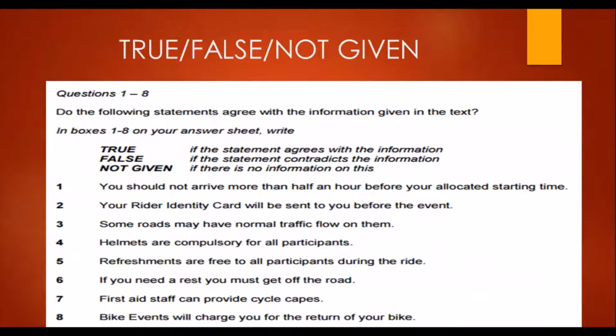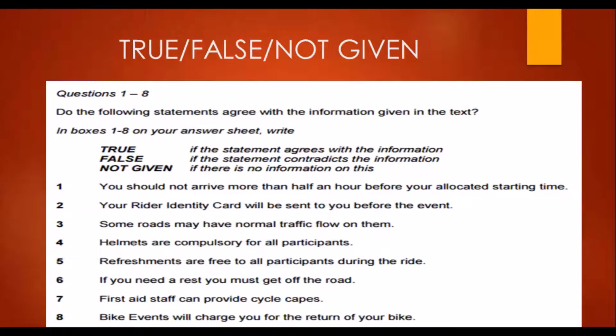You need to go through each sentence and compare it with the sentence or paragraph in the passage. Then you need to correlate whether this particular sentence agrees with the idea or feature given in the paragraph, then it is true. If it is contradicting, that is, if it is saying the opposite, then it is false. And if this information is not at all mentioned in that paragraph, you write not given. This is what true, false, and not given means.